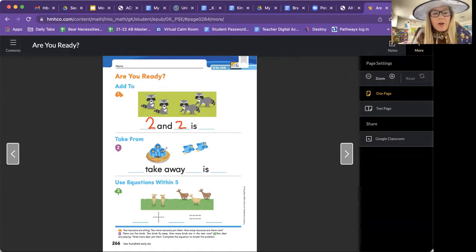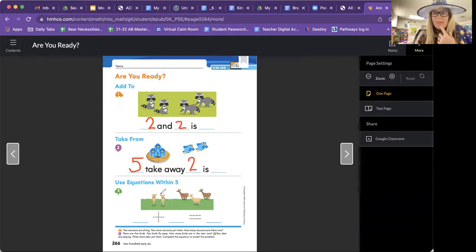So let's see what it says. There are 5 birds. 1, 2, 3, 4, 5. 2 birds fly away. How many birds are in the nest now? In subtraction problems, we always start with the biggest number, how many we have at the beginning. So how many birds were there at the beginning? Right, 5. And then it says take away. How many flew away? 2. And is the same as the word equal. Remember, how many are there now? Okay, I write that number. I'm not going to write it. You write it. Okay. Good.